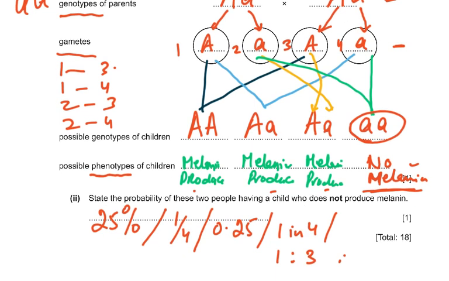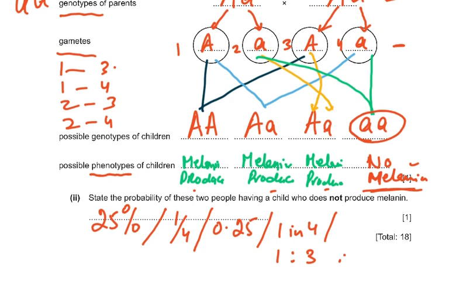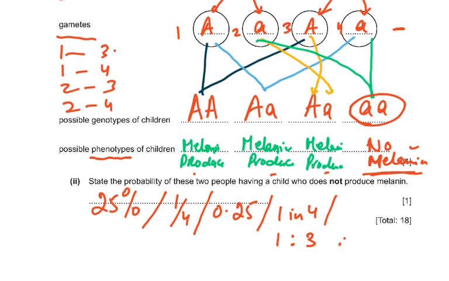Then they've asked you the probability: state the probability of these two people having a child with the condition. So it's only 1 in 4, and that's 25%. You see, this is 1, 2, so 25, 50, 75, and 100. So out of 100, you have a 25% chance of having a child with this disease.